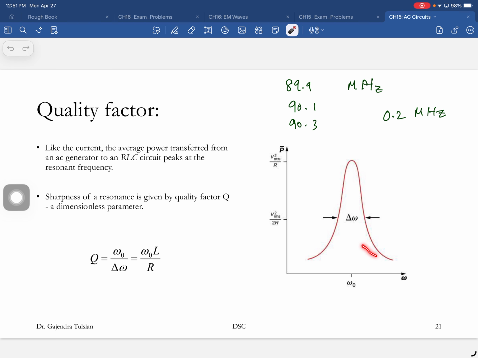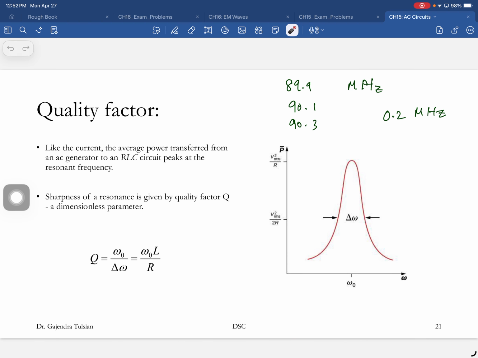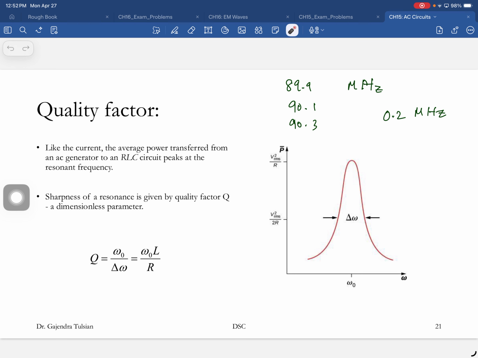So what they're asking is the following. What is the Q of the circuit? The Q, the quality factor of the circuit, is the resonant frequency divided by the width. The narrower the width, the sharper the peak, and the better the tuner it is. So that's the quality factor. And the quality factor is omega naught L over R.